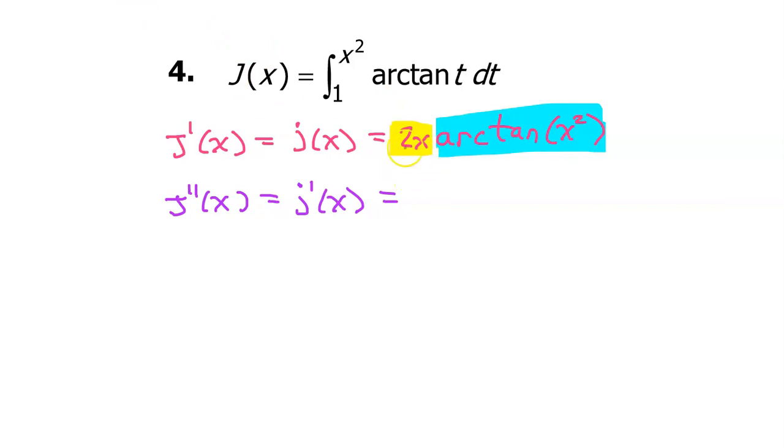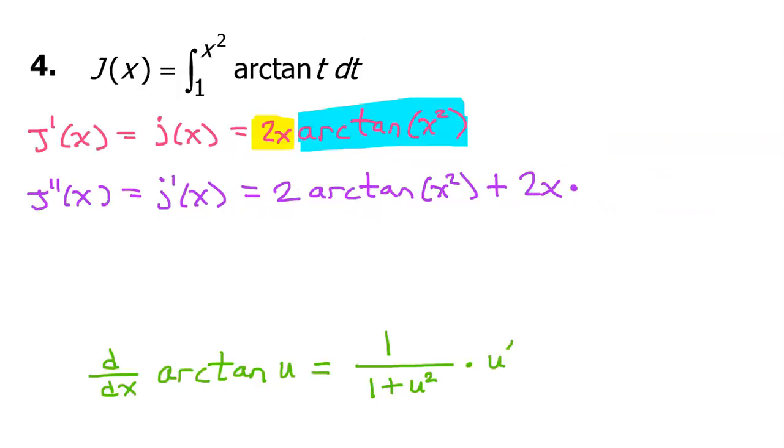I will first take the derivative of 2x, which is 2. And at this moment, I leave the arctangent x squared alone. And then I put a plus, and the second time through, I leave the 2x alone. And then I multiply by the derivative of arctangent x squared.